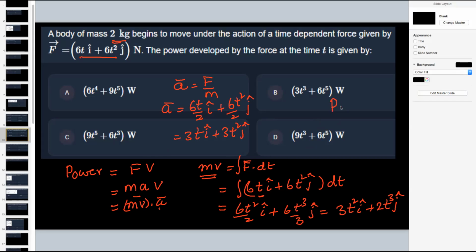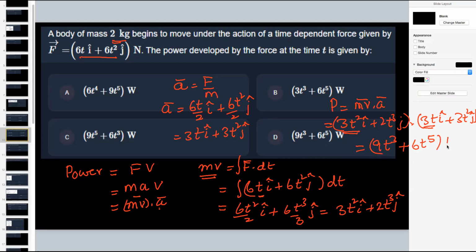Now we can write power. This is momentum dot acceleration. Just substitute the momentum and the acceleration: 3t square i plus 2t cube j, dot, the acceleration I got, 3t i plus 3t square j. That is the dot product. Finally, you get 3t square into 3t, 9t cube, plus 6t to the power of 5. So this is your answer. Is it clear?